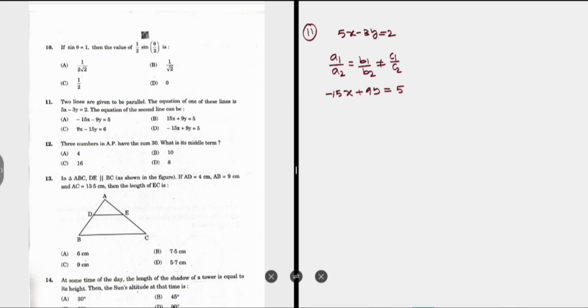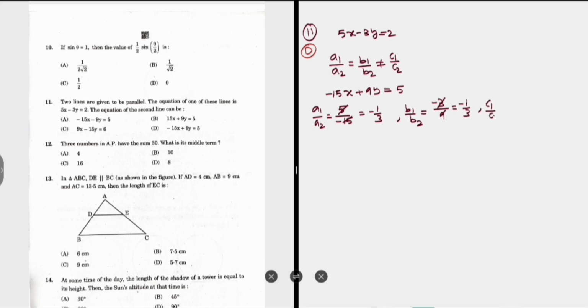In the remaining options we are not getting the parallel condition, so only option D gives you the values of a2, b2, c2 such that the condition is satisfied. So option D is correct. Now let us check whether it is satisfying or not. a1 by a2 is what? 5 by minus 15, which is minus 1 by 3. This is a1 by a2. Next b1 by b2. b1 by b2 is minus 3 by 9. Again this is also minus 1 by 3.